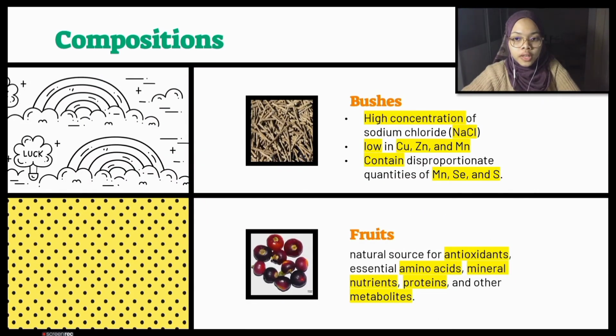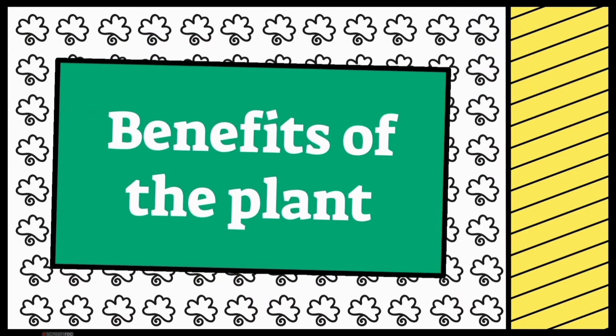The bushes of Salvadora persica are low in cuprum, zinc, and manganese, but contain disproportionate quantities of manganese, selenium, and sulfur. Its high concentration of sodium chloride, which gives it the name of salt bush, makes it a real salt remedy for livestock and gives it the taste of milk. Salvadora persica fruit is also regarded as the natural source of antioxidants, essential amino acids, mineral nutrients, proteins, and other metabolites.